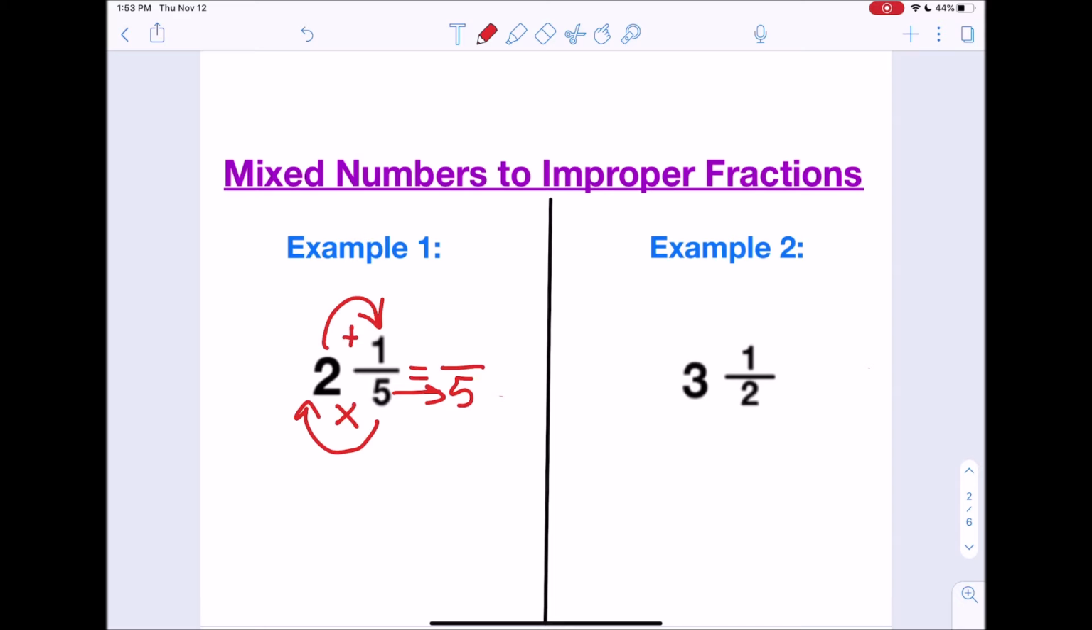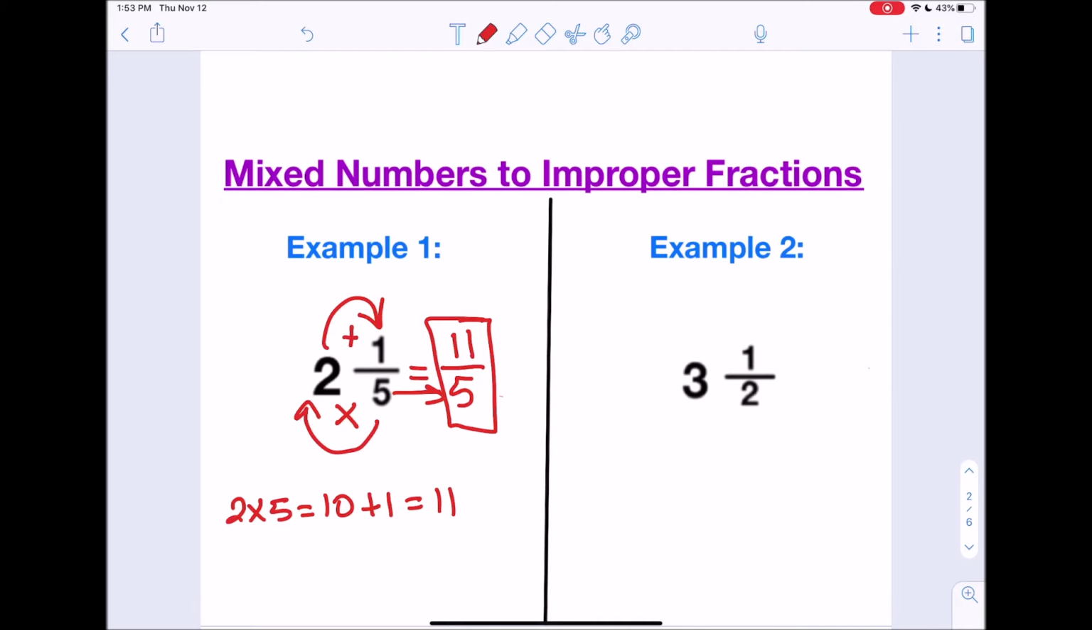So now it's just a question of multiplying the 5 and the 2 and adding the 1 to find the numerator of the top number. So 2 times 5 equals 10. 10 plus 1 equals 11, and we get 11 over 5. Okay, and there's our improper fraction.